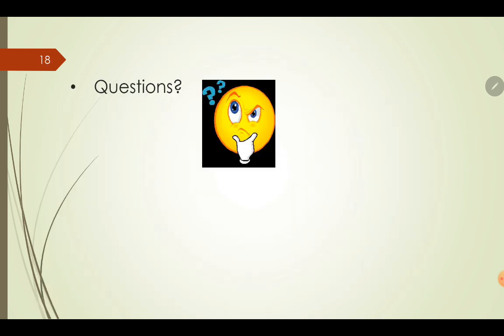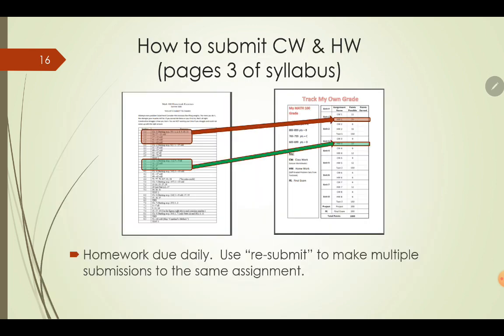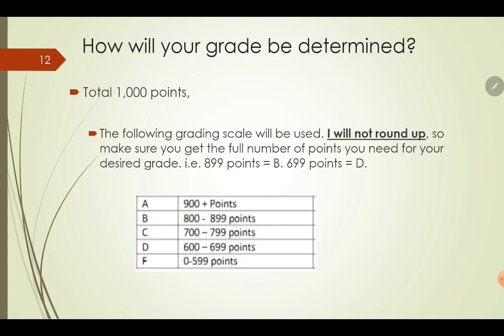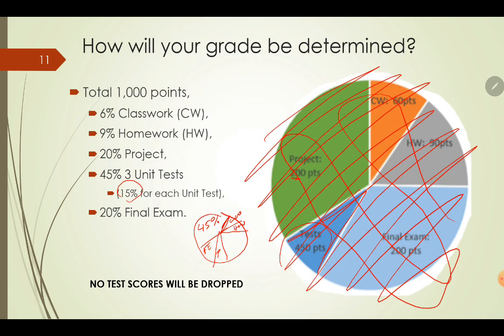I think I missed something here. Ah, here we go. I forgot to mention this. No test scores will be dropped. So we have 3 unit tests, 15% each. Since none of those can get dropped, each one of those will be 15% of your grade. So make sure you give your best on each unit test.